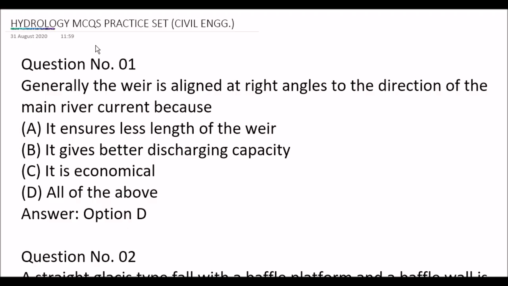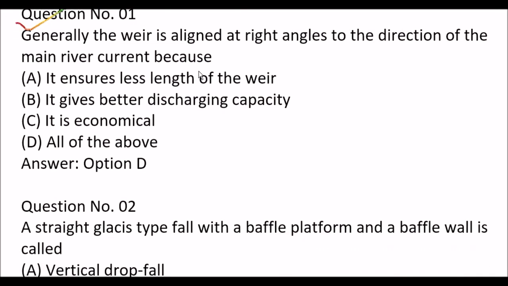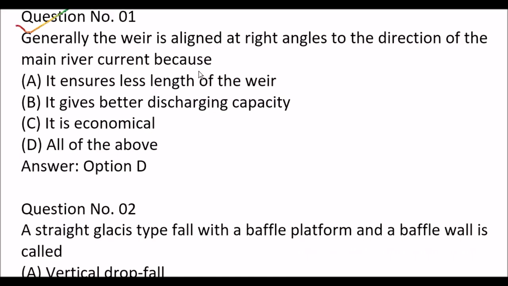Okay, in this your first question is, generally the weir is aligned at right angles to the direction of the main river current because option A, it ensures less length of the weir. Option B, it gives better discharging capacity. Option C, it's economical. Option D, all of the above. Right answer is option D, all of the above.